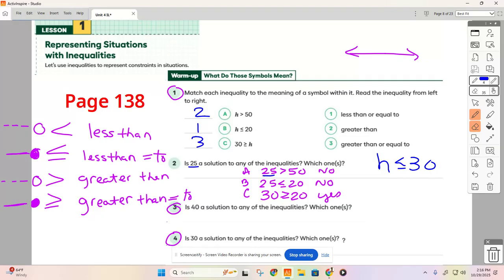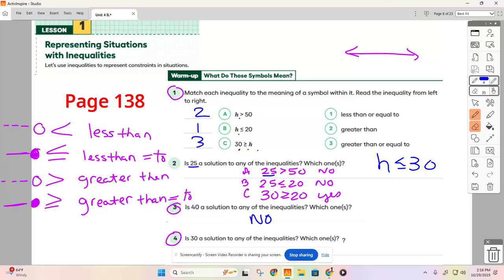In this one, is 40 greater than 50? No. Is 40 less than or equal to 20? No. Is 30 greater than or equal to 40? No. No. So none of them work. What about 30? What did y'all find?